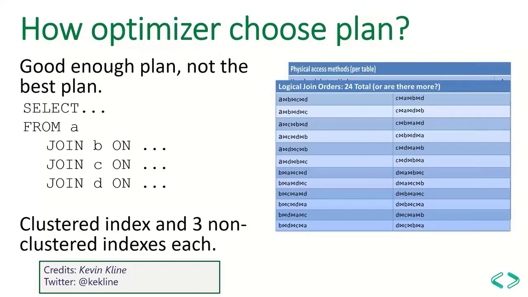Now, what are these logical join orders? Like we have a select statement here, right? For example, the join between A to B will filter out 70% of the records from the result set.